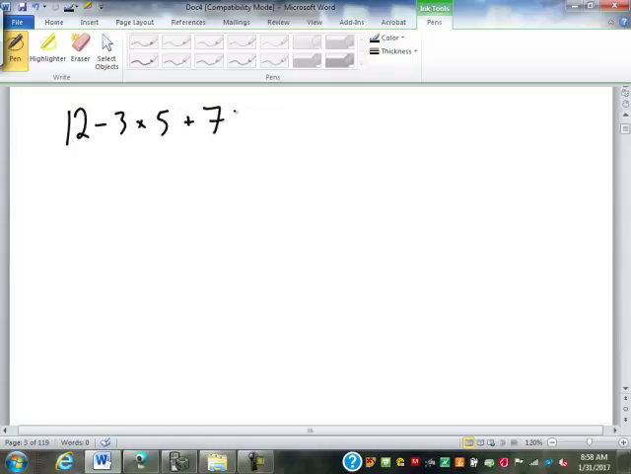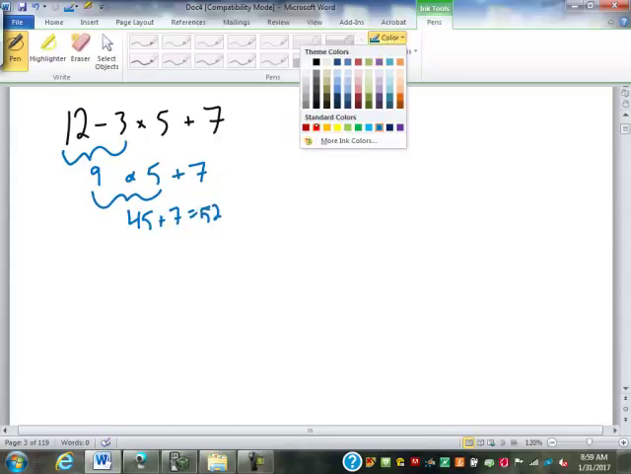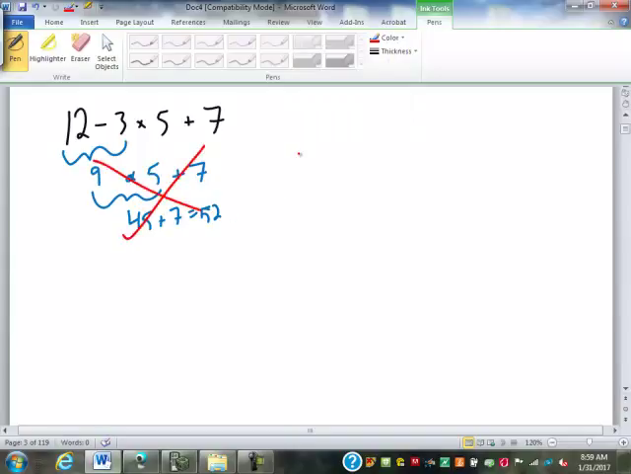Now, some might look at a problem like this and say, hey, we read from left to right. I'm just going to do the problem from left to right. Now, don't write this down because this is going to be wrong. So 12 minus 3 is 9. 9 times 5 is 45, plus 7 is 52. And that makes perfect sense, only it's not the right answer.